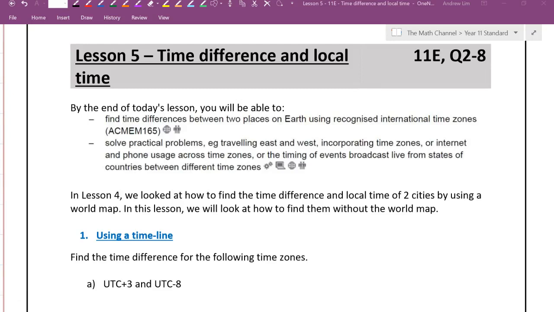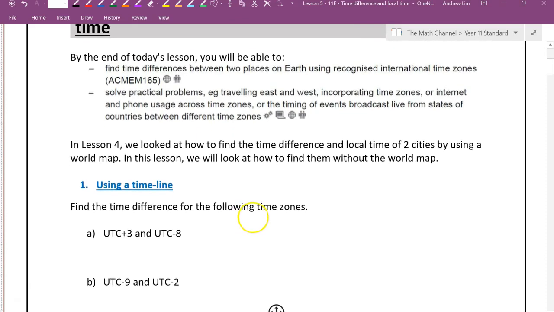In this video, we're looking at time difference and local time. This is part of the Working with Time unit from the Year 11 standard course. By the end of today's lesson, you'll be able to do these two things: find time differences between two places on Earth and solve practical problems.